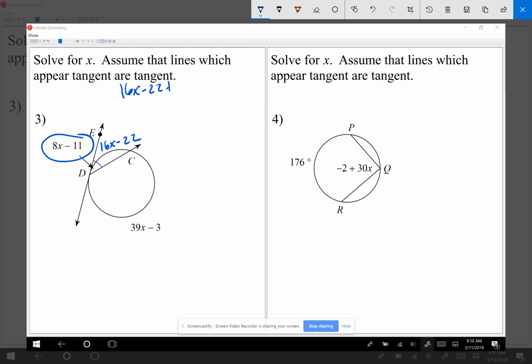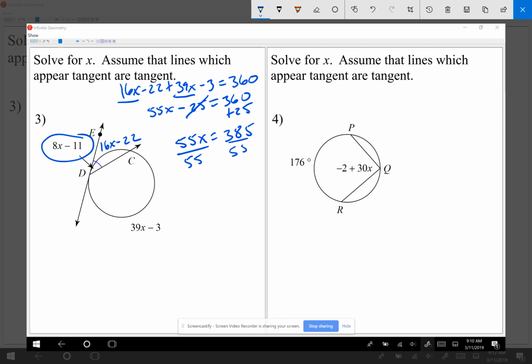16x minus 22 plus 39x minus 3. I'm dealing with the whole circle. So this is equal to 360. Let me combine my like terms. 16x plus 39x, that gives me 55x minus 25 is equal to 360. Let me add 25 to each side. 55x equals 385. Now divide both sides by 55. X in this case happens to be 7.